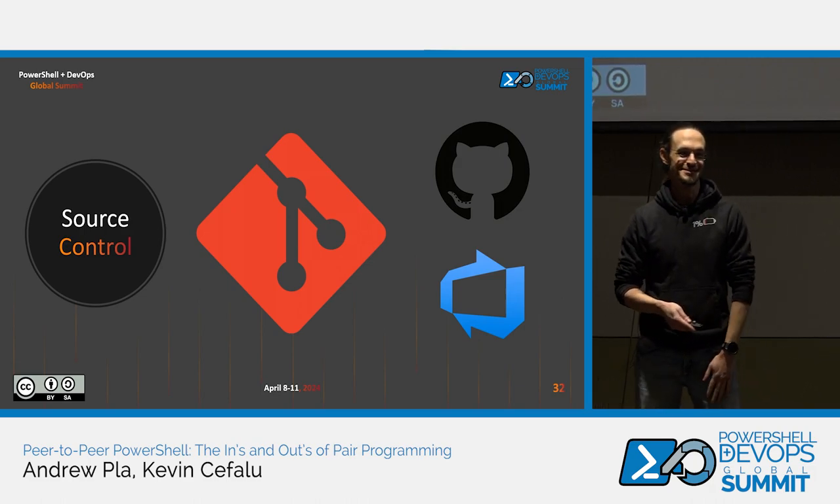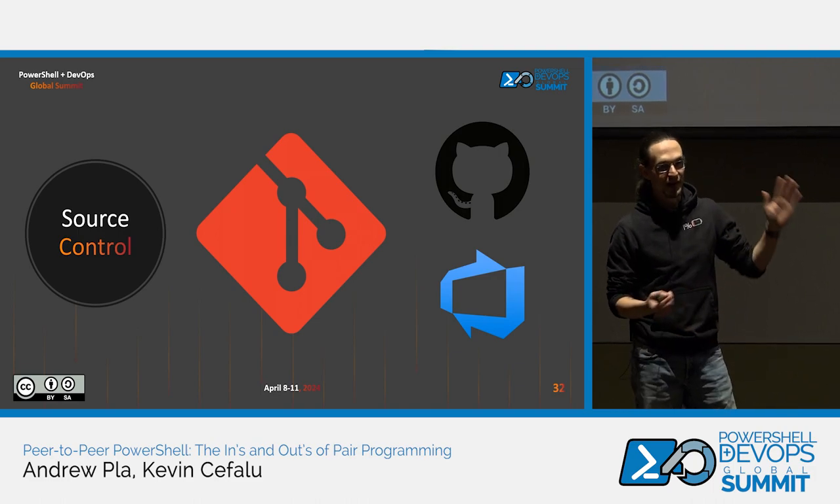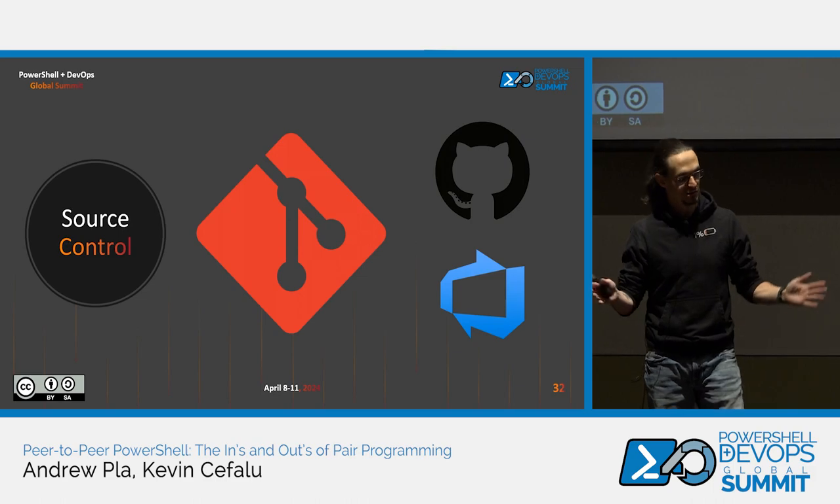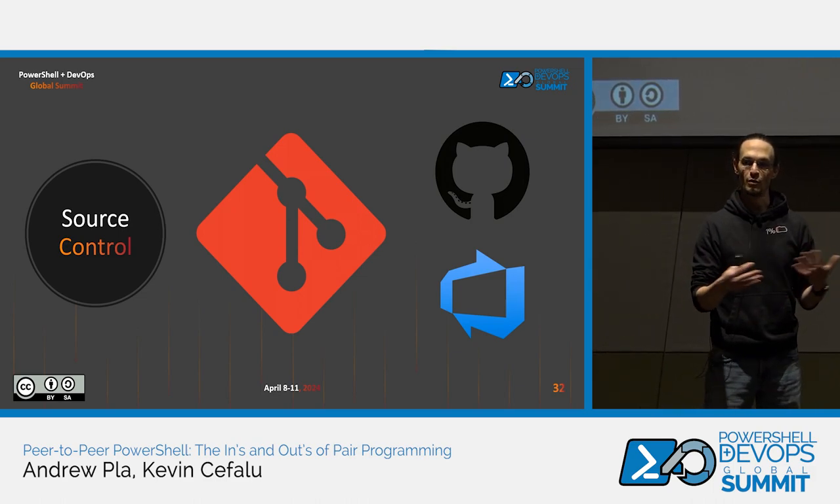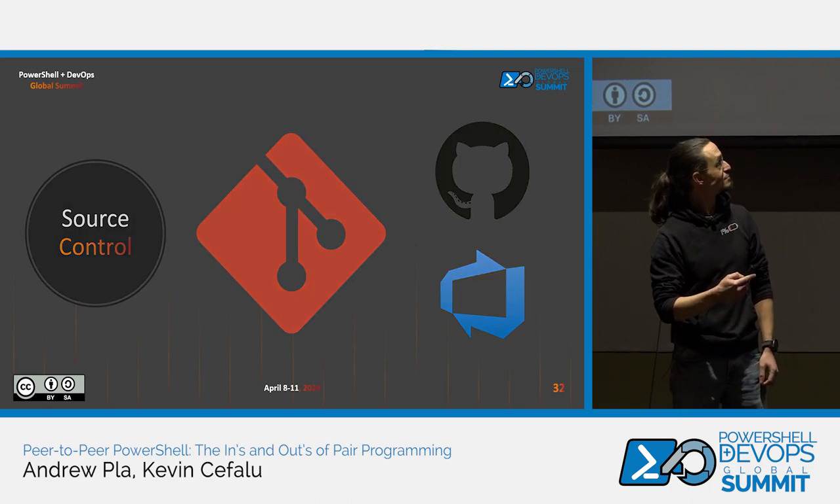Nor should you be. It's a good one. And of course, you know, you have GitHub, you have Azure DevOps, a myriad of options. Do it. It's a good idea. I don't care where it is. Source control. It's important.